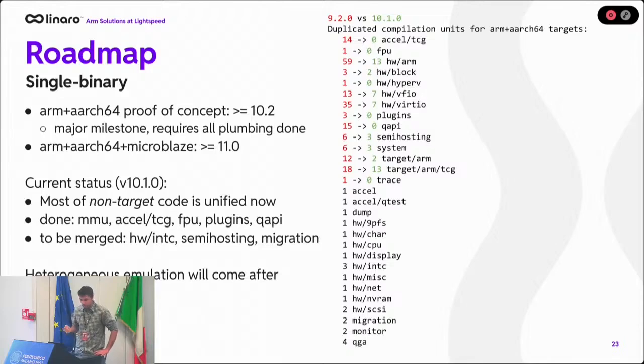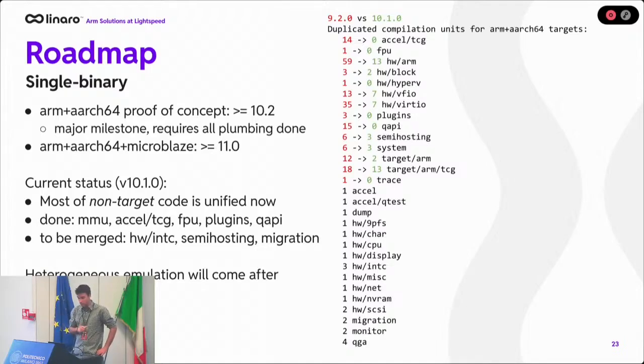And right now, for the 10.1 release, most of the non-target code is unified, so all the generic files, or files that don't belong to a target, have been unified mostly. We've done all the subsystems I put here: the MMU, TCG, thanks to Richard, the FPU, Peter, plugins and QAPI, thanks to the Red Hat guys. And we will merge very soon the interrupt controllers for ARM, the semihosting and the migration as well. So it's definitely work in progress.